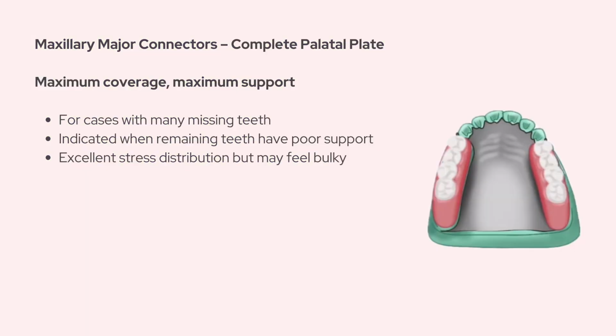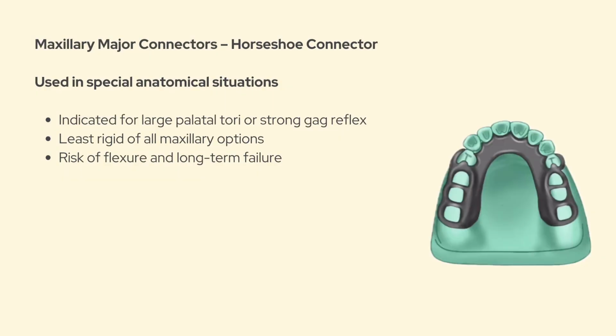Then we've got the complete palatal plate, which gives the maximum palatal coverage. This one's indicated when a lot of teeth are missing or when the remaining teeth have poor periodontal support. Because of its broad contact with the palate, it provides the highest level of support and stress distribution. But since it covers so much tissue, it can sometimes feel bulky or less tolerable for some patients. So you really need to keep that in mind.